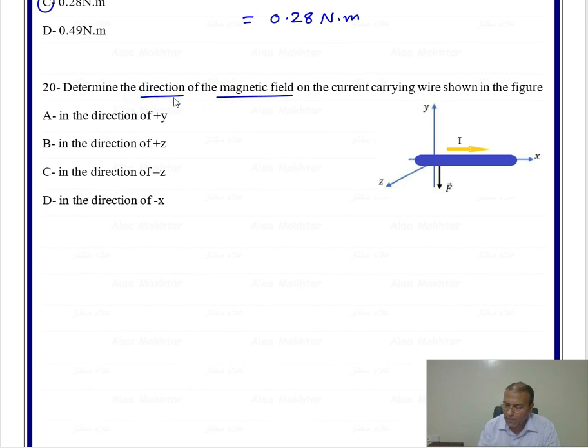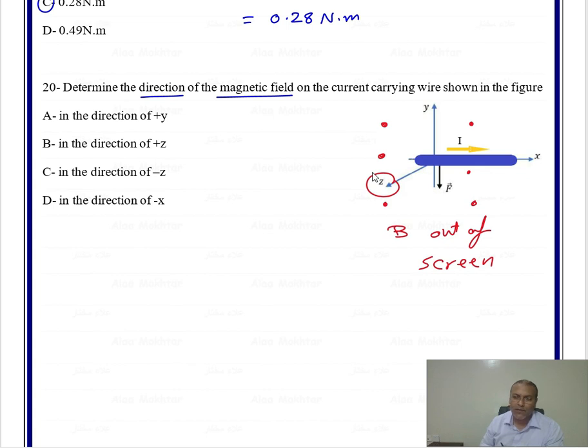Determine the direction of the magnetic field on the current carrying wire as shown in the figure. As you see, the force is down, so the palm must be down, and the finger to the right side. Now the palm is up, it's not correct. So my finger must be out, as you see. My fingers out of the screen, palm down, finger to the right with I. It means the magnetic field is out of the screen, in the direction of positive Z.